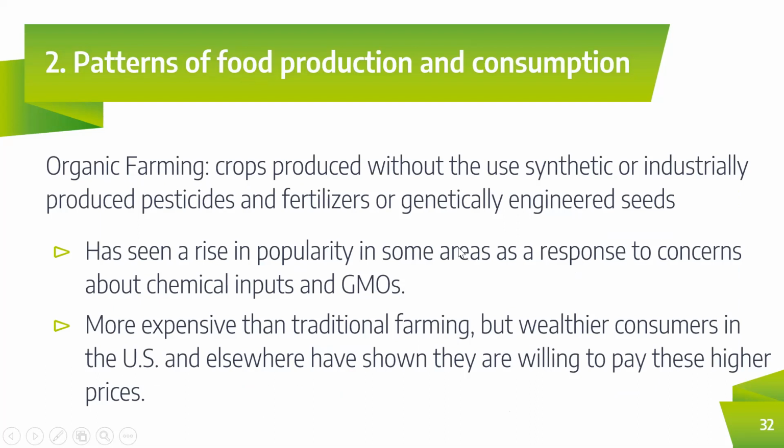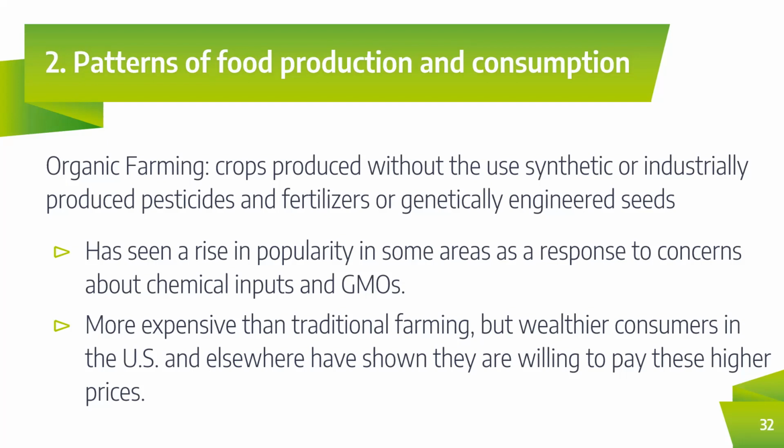Another pattern of food production and consumption and influence is going to be organic farming. These are crops produced without the use of synthetic or industrially produced pesticides and fertilizers or genetically engineered seeds. This has seen a rise in popularity in some areas in response to concerns about chemical inputs and GMOs. It's a little bit more expensive than traditional farming, but wealthier consumers in the US and elsewhere have shown that they're willing to pay these higher prices.